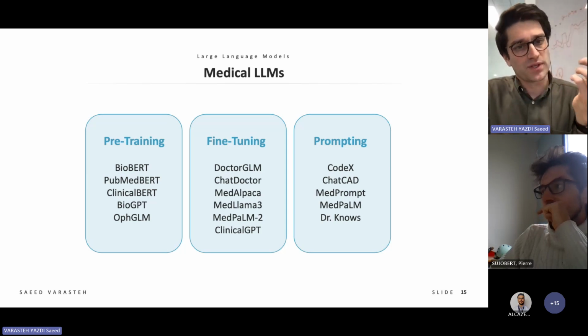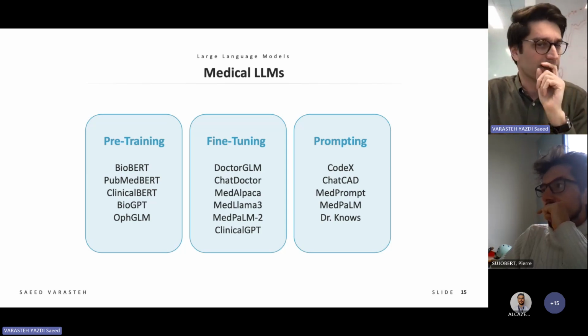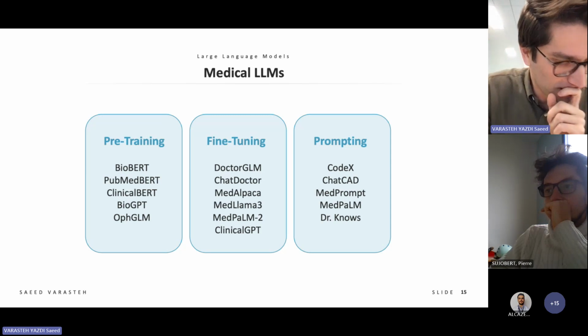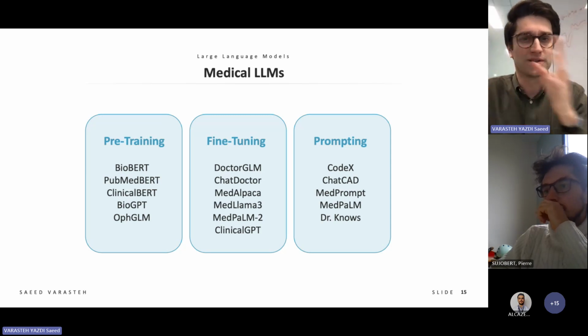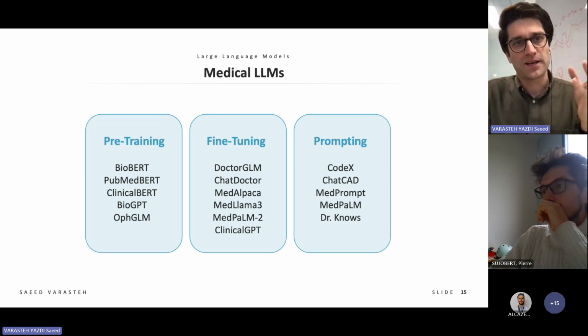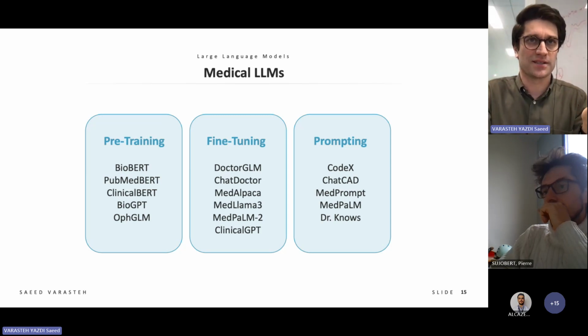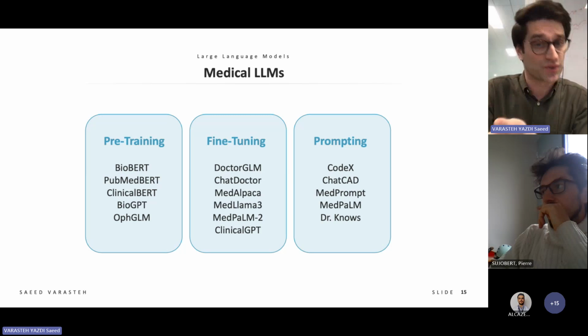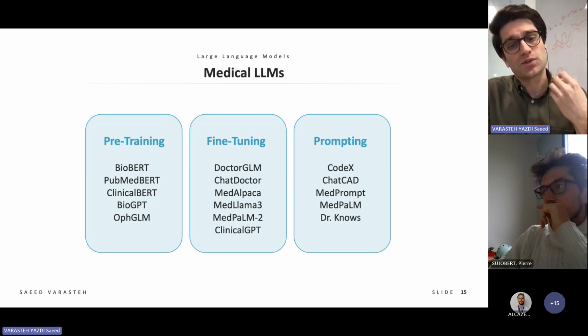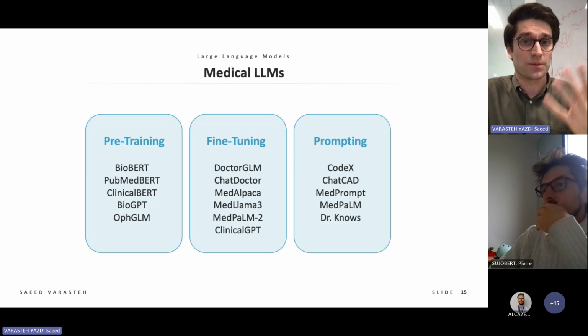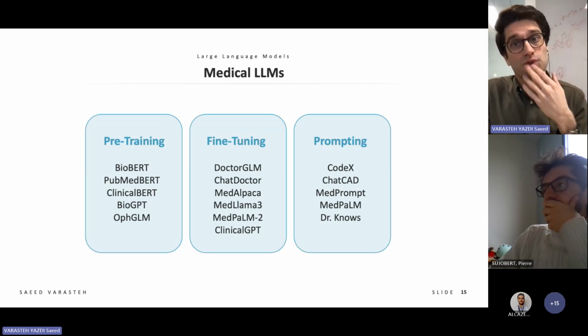I'm giving you an example. If you take the Google PaLM model, PaLM for Google is like GPT for OpenAI. I think it cost 9 million euros for Google to train this model. Sorry, $9 million for Google to train this model. So it's quite expensive, and we might not have the computational power to train these models.